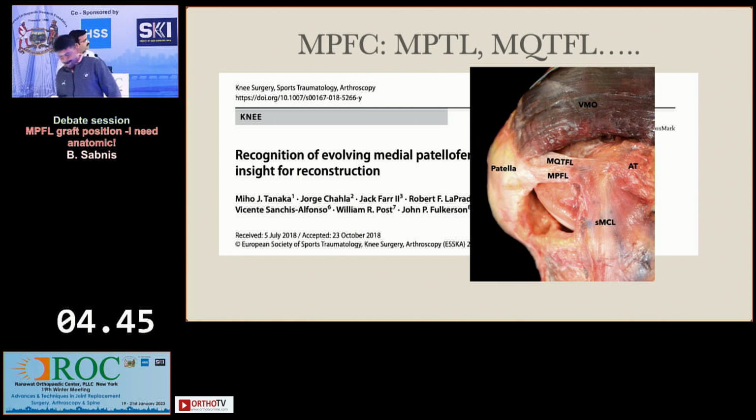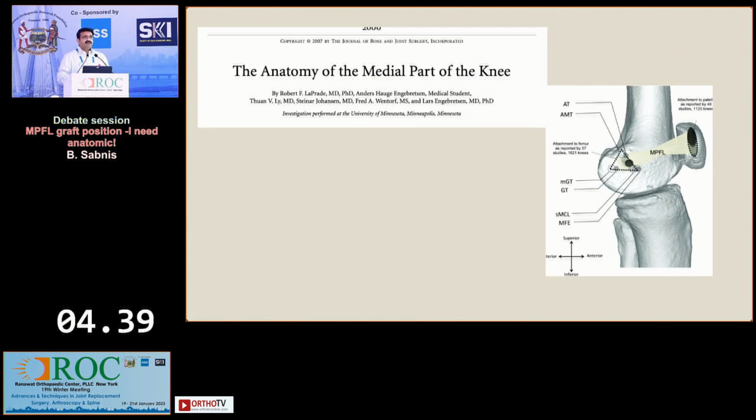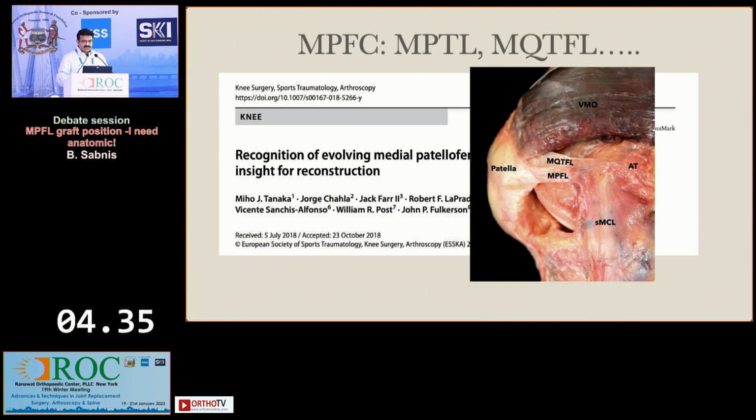Like a fool that we all are, I tried taking a stitch in the MPFL with the quadriceps tendon, resulting in a very painful recovery for the patient. So that's something which we should not be trying. It's just a capsular thickening which sometimes shows some attachment to the VMO.